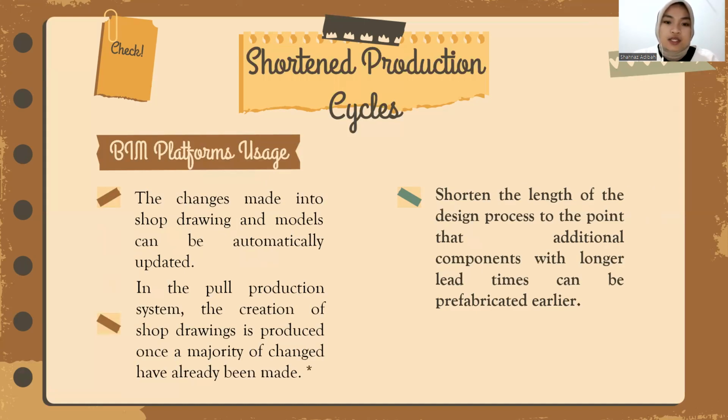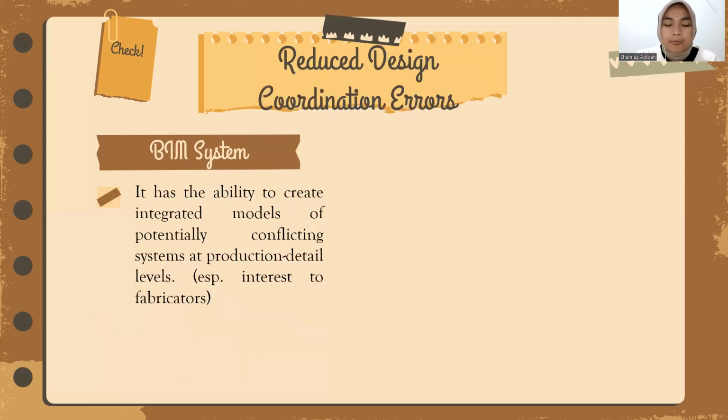The second benefit is shortened production cycles. BIM platform usage can change models into shop drawings, and models can be automatically updated. In the full production system, the creation of shop drawings is produced once a majority of changes have already been made, and shortens the length of the design process to the point that additional components with longer lead times can be prefabricated earlier. The third benefit is reduced design coordination error. BIM systems have the ability to create integrated models of potentially conflicting systems at production detail level, which is of special interest to fabricators.